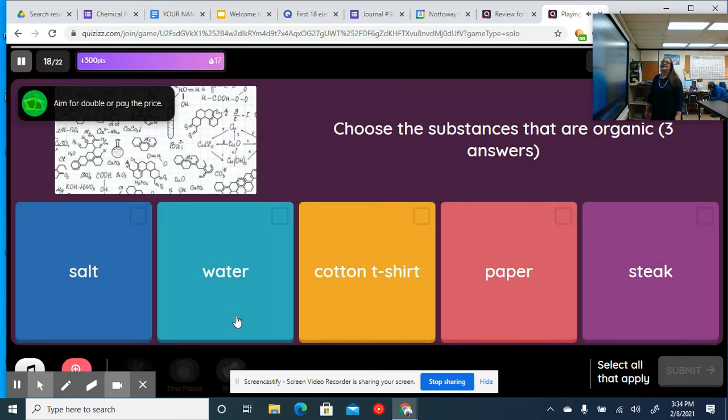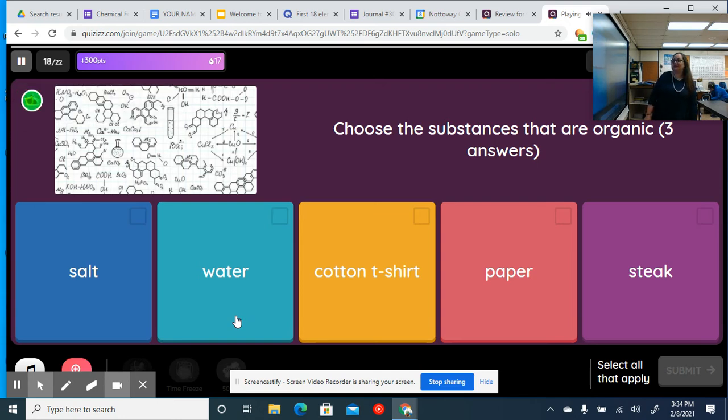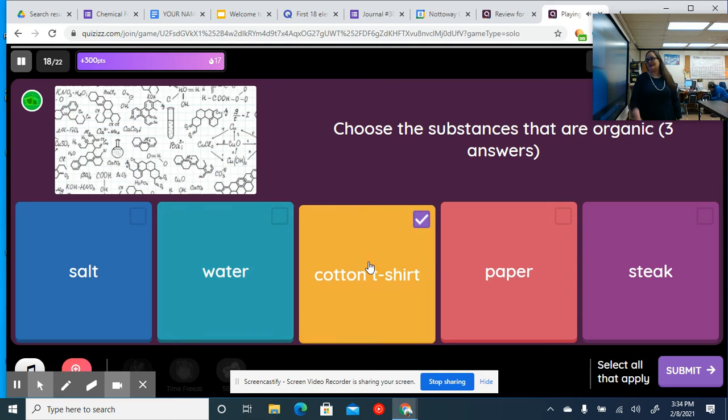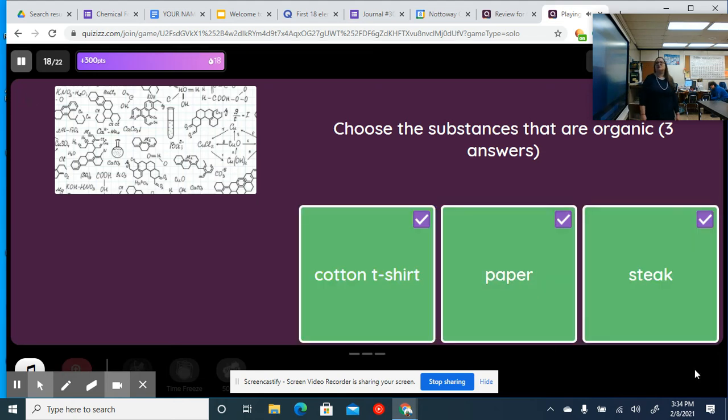Choose the substances that are organic. There are 3 answers. So we need to pick the things that are made from living things. Cotton comes from a cotton plant. Paper comes from trees. Steak comes from a cow. All of those are organic.